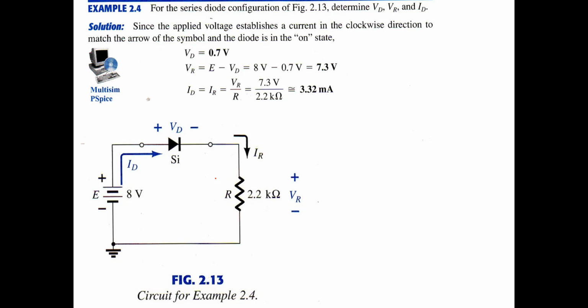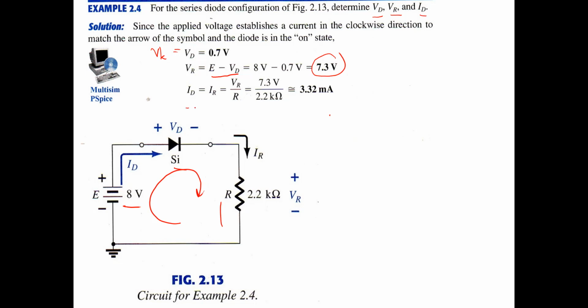We have the supply voltage of 8 volts, and then we use the silicon diode, and this is the R here. Determine the VD, VR, and ID. Because this is a silicon diode, VD, the on state of the diode, for silicon is equal to VK, or 0.7 volts. And then VR is E minus VD, so using Kirchhoff, E minus VD. E is 8 volts and VD is 0.7, the characteristic of a silicon diode. So this is 7.3 volts.